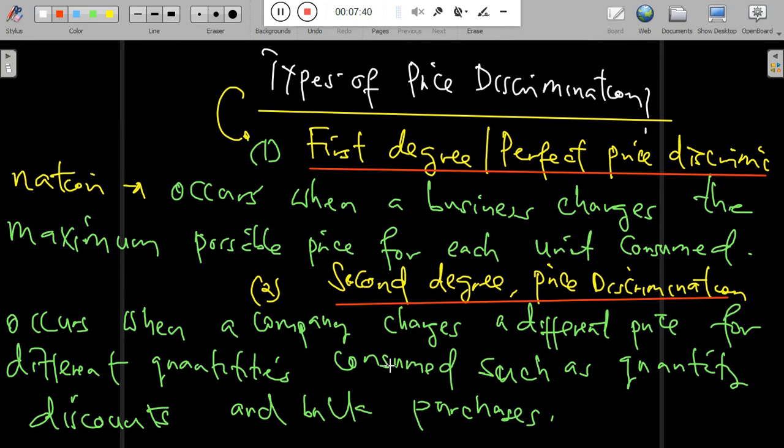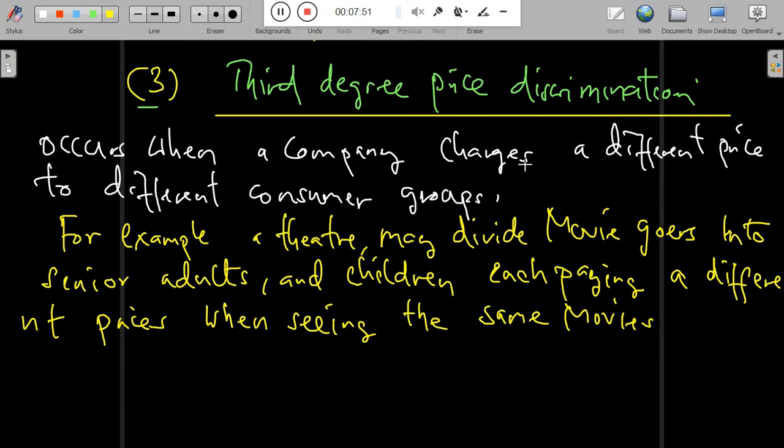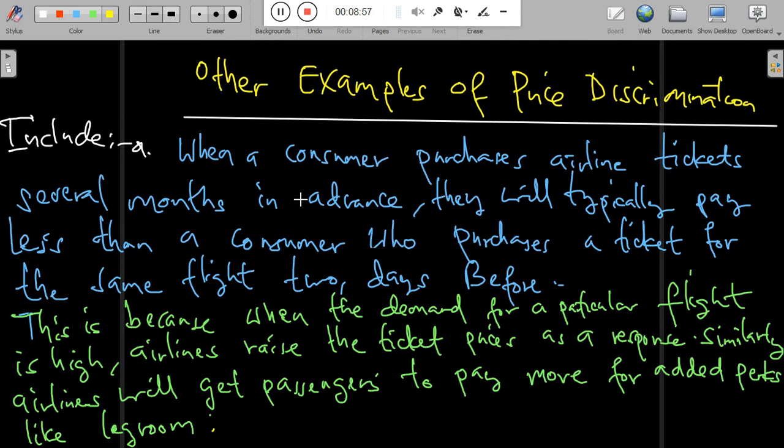But another type of price discrimination is what we call third degree price discrimination. This occurs when the company charges different prices to different consumer groups. For example, a theater may divide moviegoers into senior adults and children, each paying a different price to see the same movie. So this is an example where third degree price discrimination actually occurs. The different consumer groups are charged differently, depending on the service or enjoyment someone is getting.